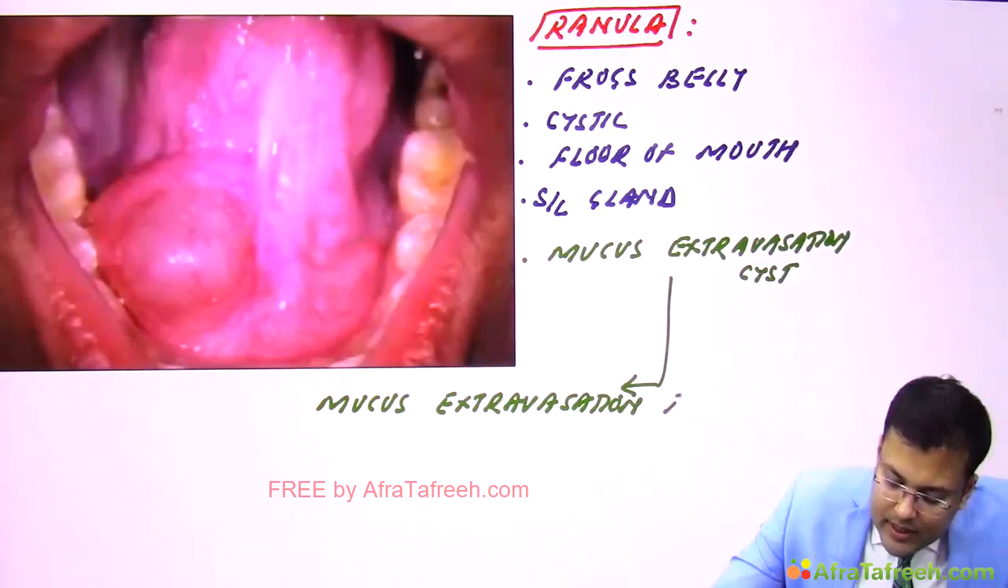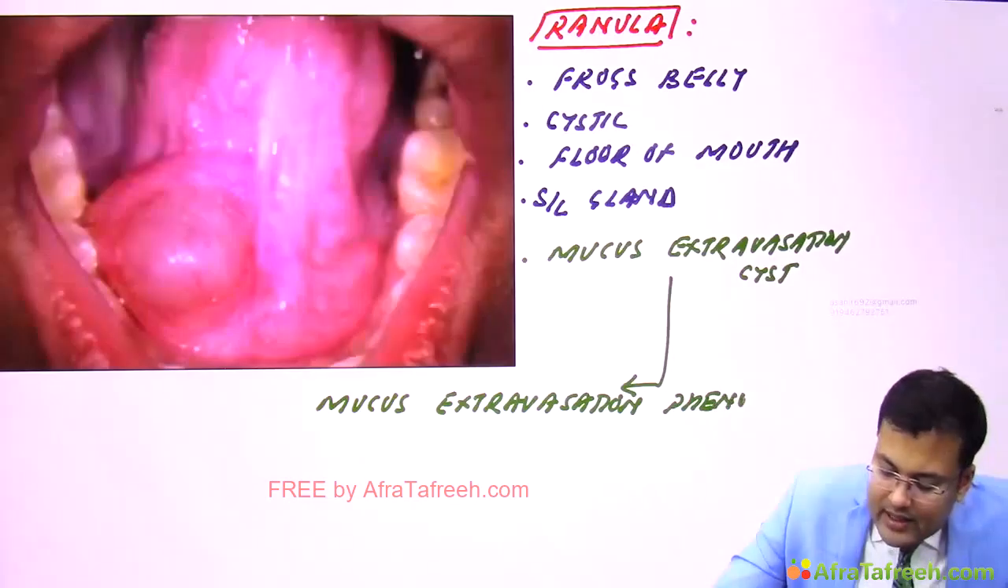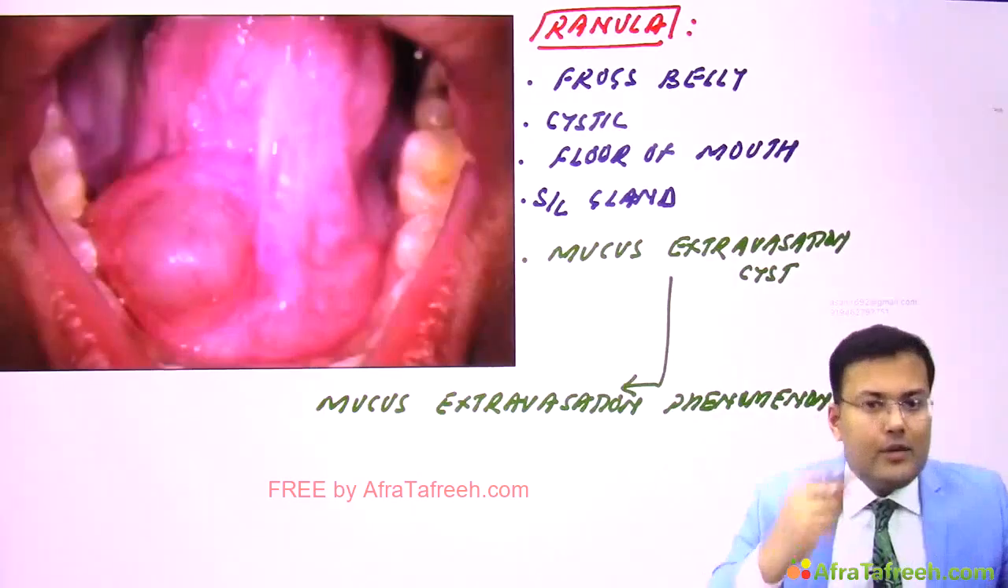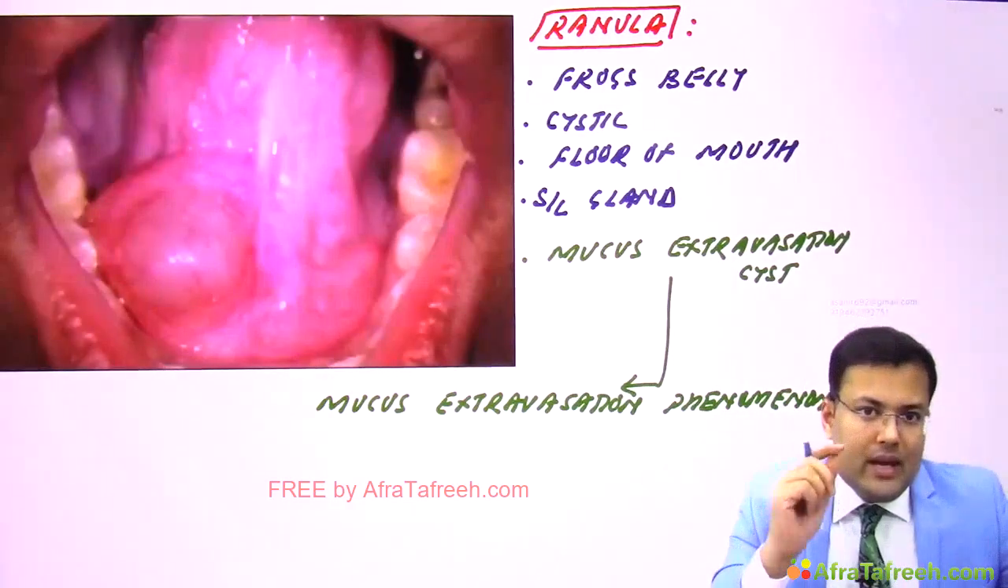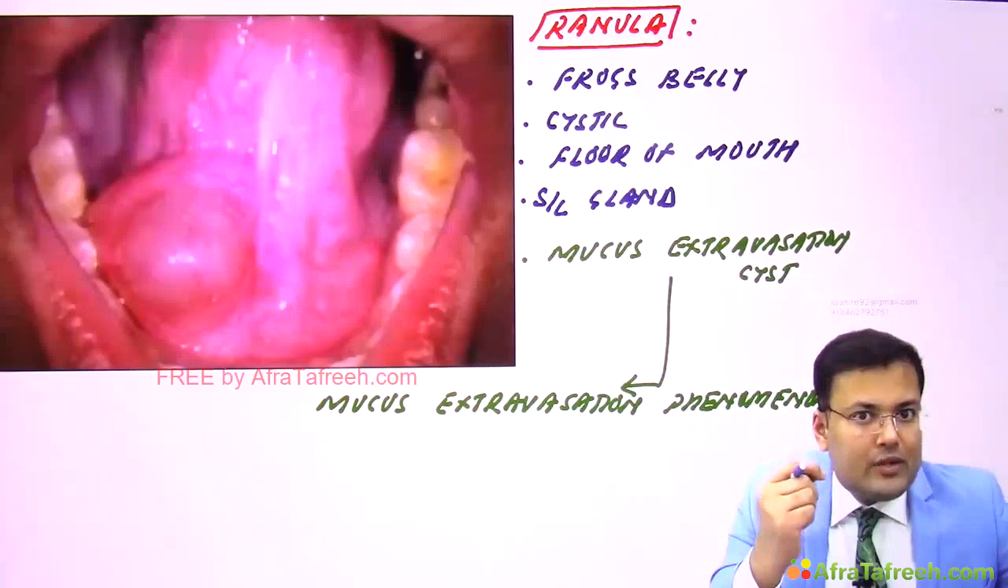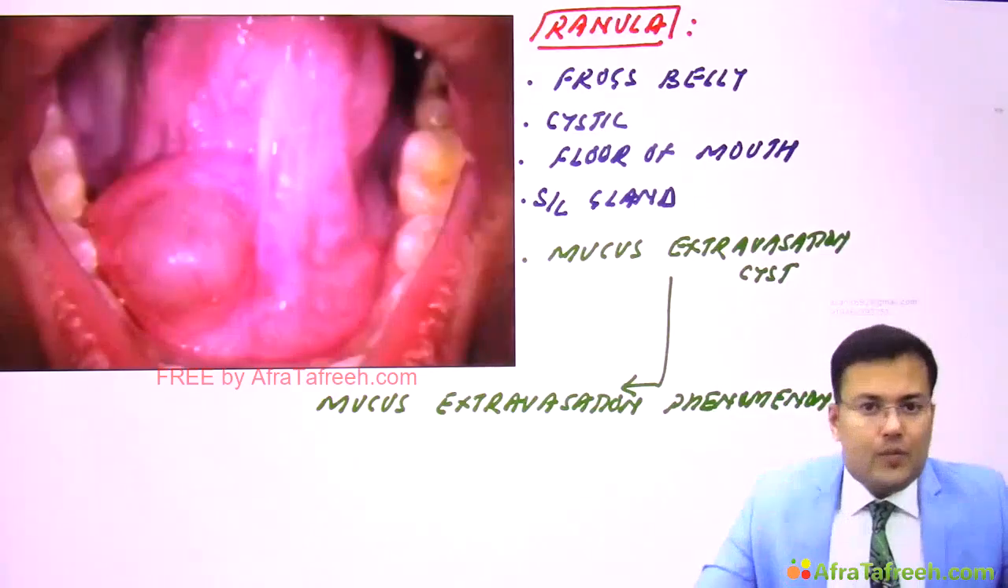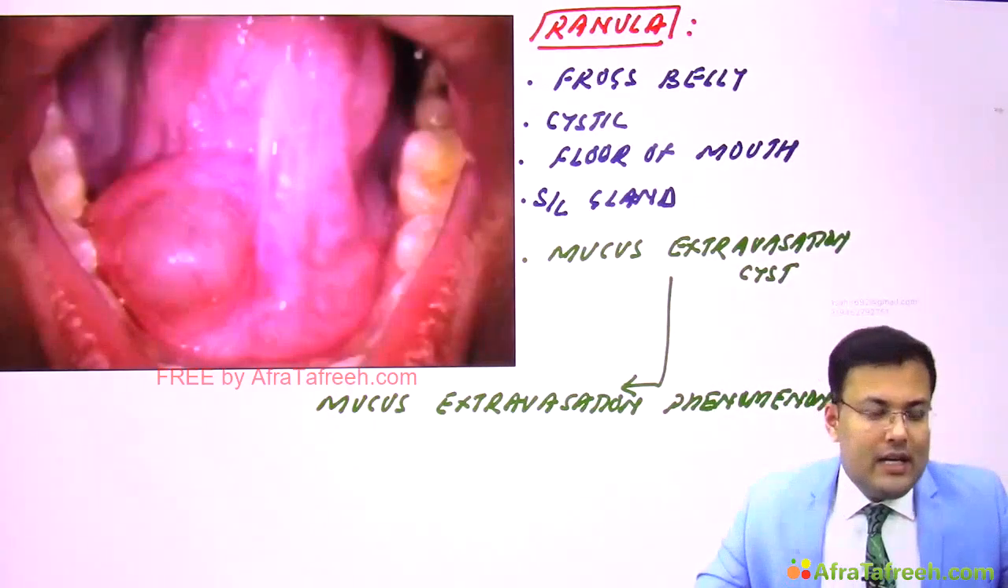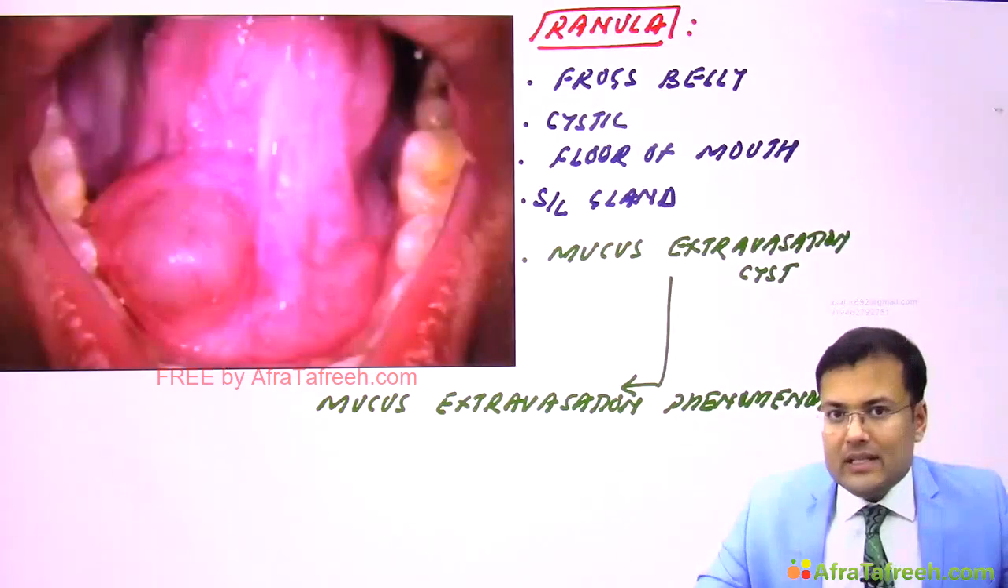So what is the problem here? There is extravasation of mucus or mucin. Why? Because of local trauma or rupture, and this extravasated mucin in the surrounding tissue is lined by granulation tissue or fibrous tissue, leading to this cyst that's known as ranula.